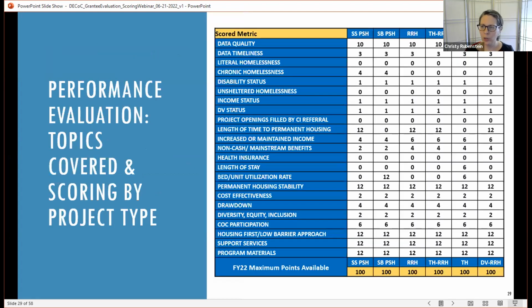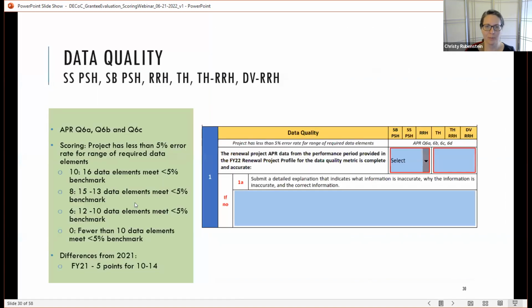Here is sort of a summary of the scoring, right? All the scored metrics, what they're worth by the different project types. And as you can see, everything works out to be 100 points. And there are the things where if they're zeros, they're basically not scored this year, but some apply to some project types, but not others. So we'll go through all of these quickly.